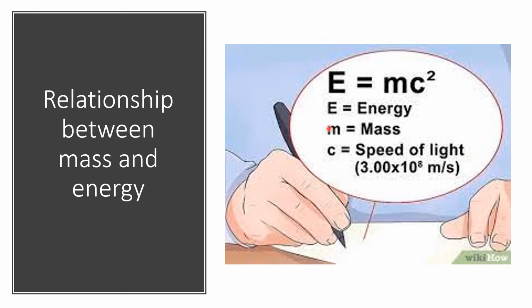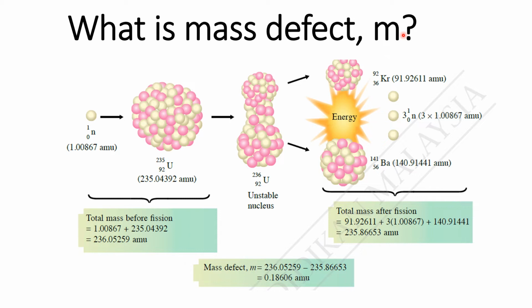Now let us take a look at the mass. Sometimes we call that mass lost, and sometimes we call that mass difference, but commonly we call that mass defect. So what is mass defect actually? The total mass before fission is this one, and the total mass after fission is this one, and the difference between the masses is the mass defect.